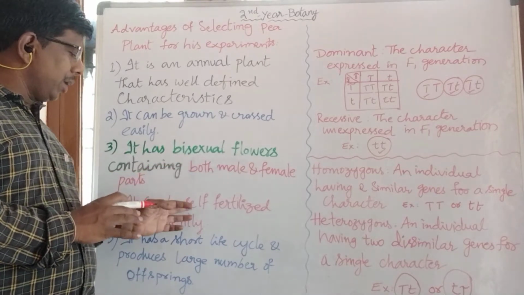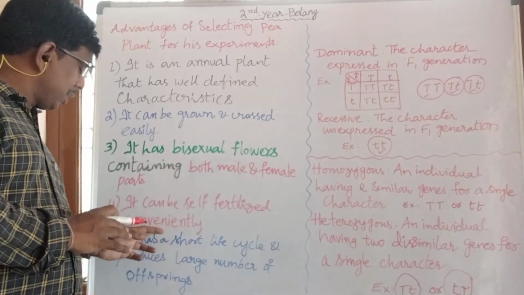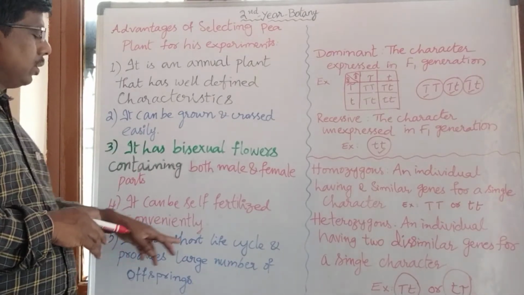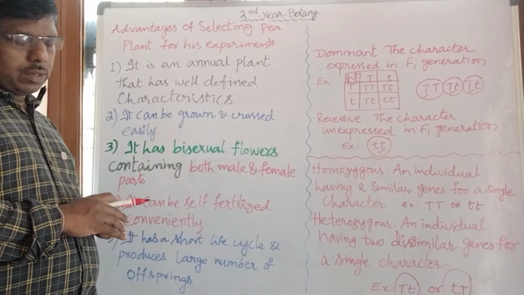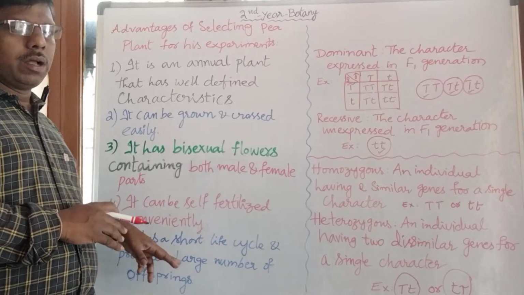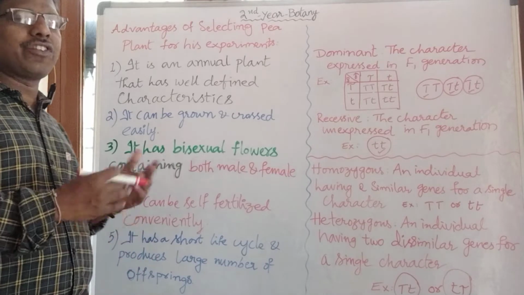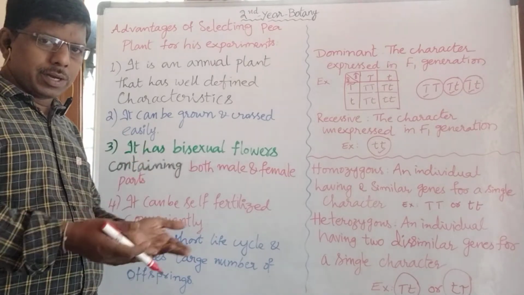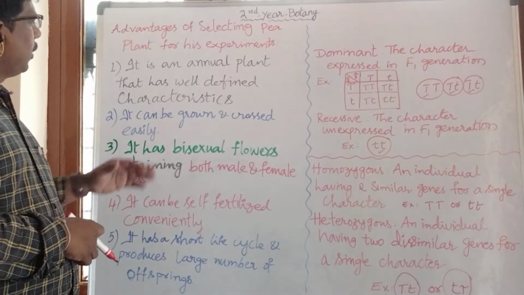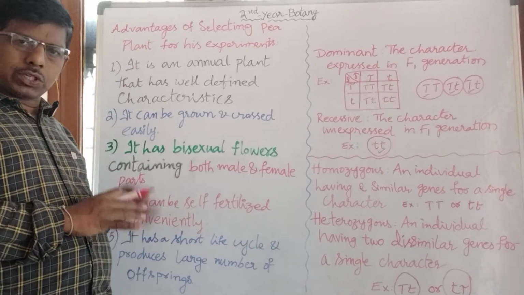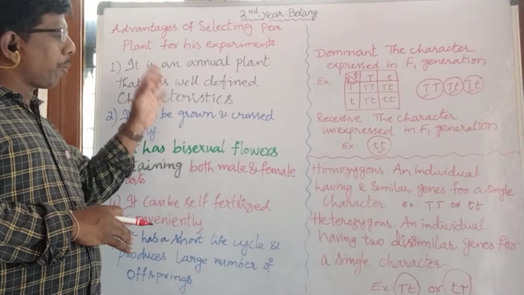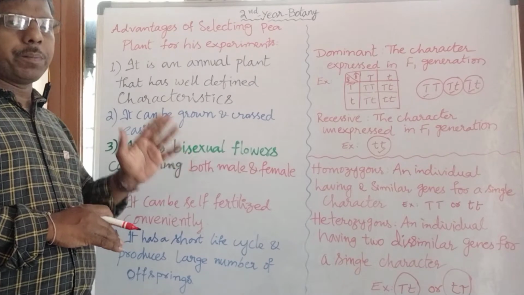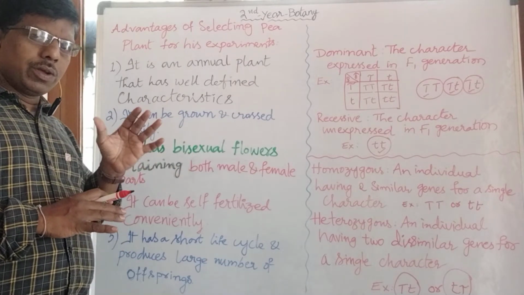So it can be self-fertilized conveniently, and it has a short life cycle and produces a large number of offsprings. Offsprings means next generation plants. So these 5 points are in the textbook. These 5 points are very essential and enough for public examinations for 4 marks.